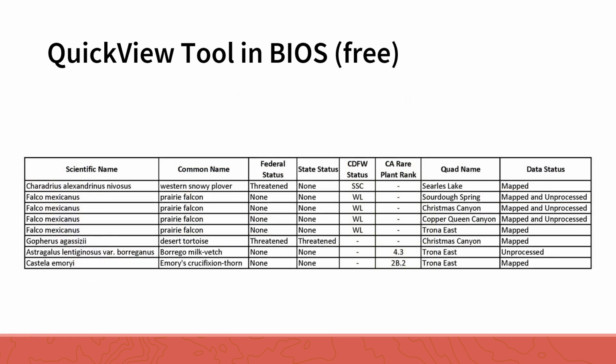If you query by location, the results show up as a table, as displayed here. This list includes species name, federal and state listing status, and other status information. Specific dates, numbers, and location information are not provided through the Quick View tool. However, it is a simple way to produce a potential species list for pre-project surveys. You can print this table as a PDF or extract it into a spreadsheet.